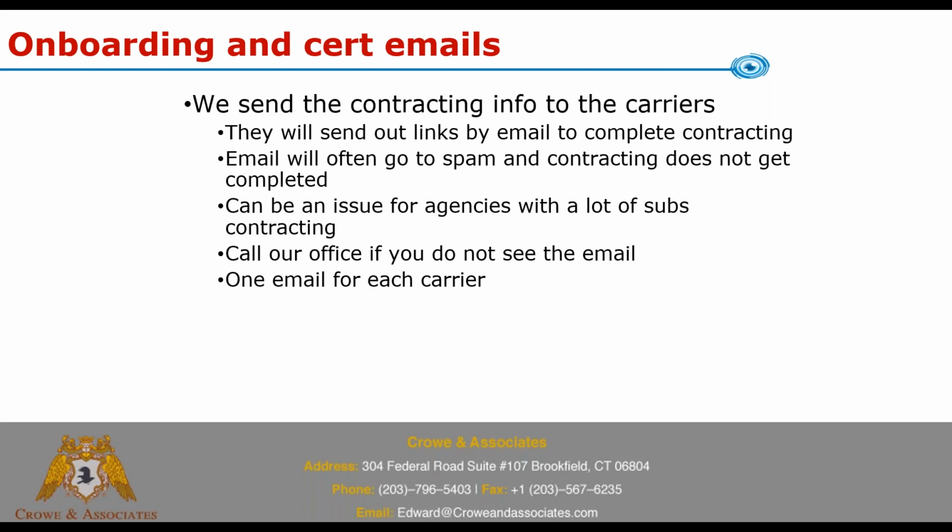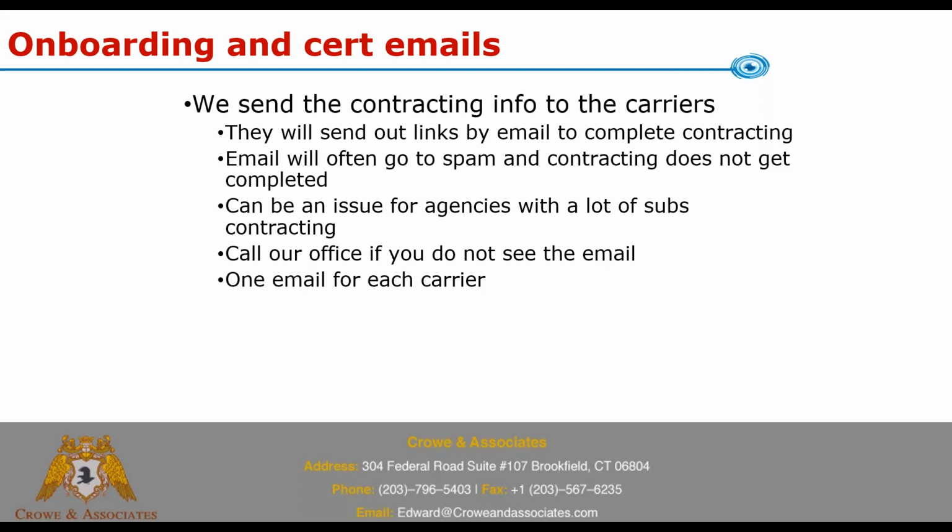Okay, so the way our contracting works is you fill it out. We then take that and you let us know the carriers you want. We then take that base information and send it out to each carrier for you to be appointed. In turn, those carriers are then going to send you, for each carrier, an email saying, we've received your contracting information. Click here to confirm you want a contract. So if you're appointing with 12 carriers, you're going to get 12 separate emails.